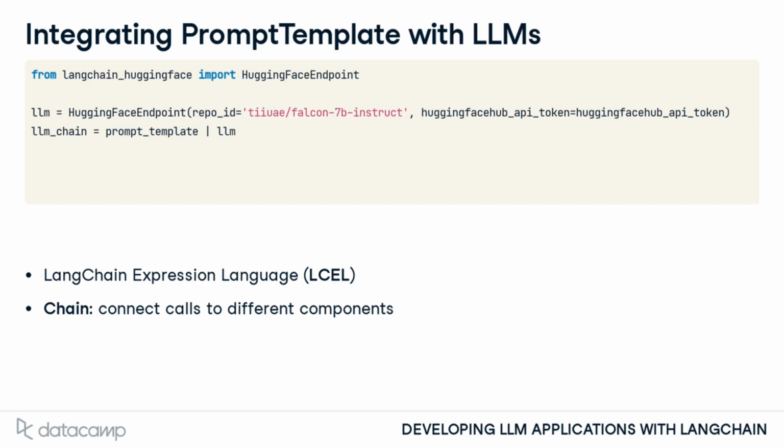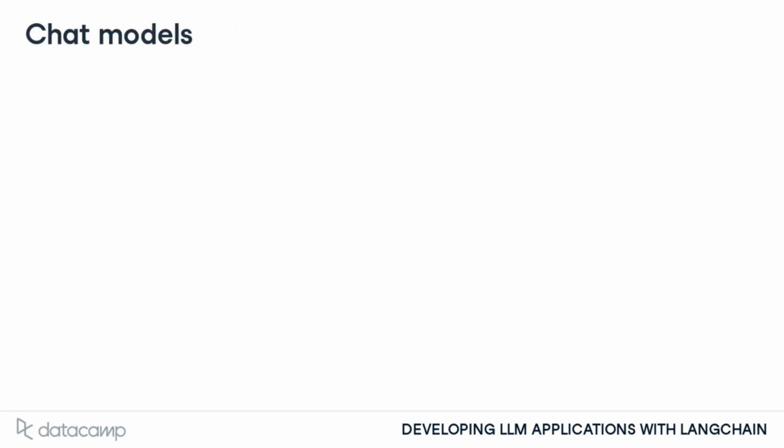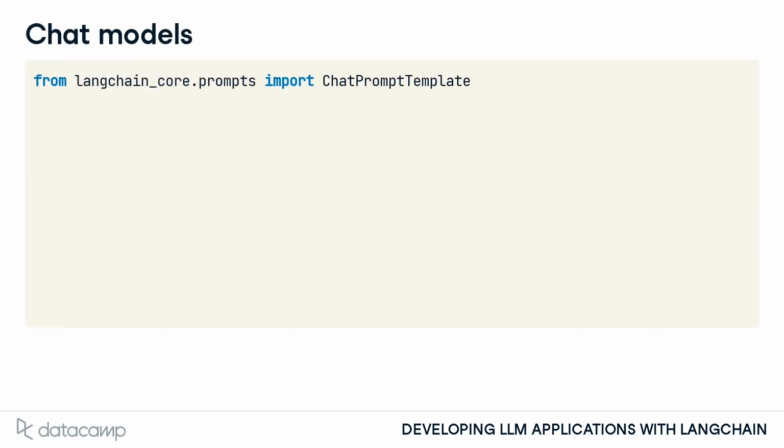into a sequence. To pass an input to this chain, we call the invoke method again with the same dictionary as before. This passes the question into the prompt template, then passes the prompt template into the model for a response. Chat models have a different prompt template class, ChatPromptTemplate.